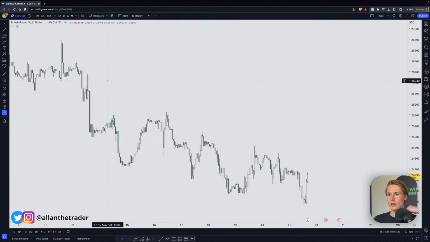So how I place my entries is completely based on supply and demand. So to understand it, I will explain supply and demand first. Otherwise, you will not understand what I'm talking about. So let's start with a demand zone.